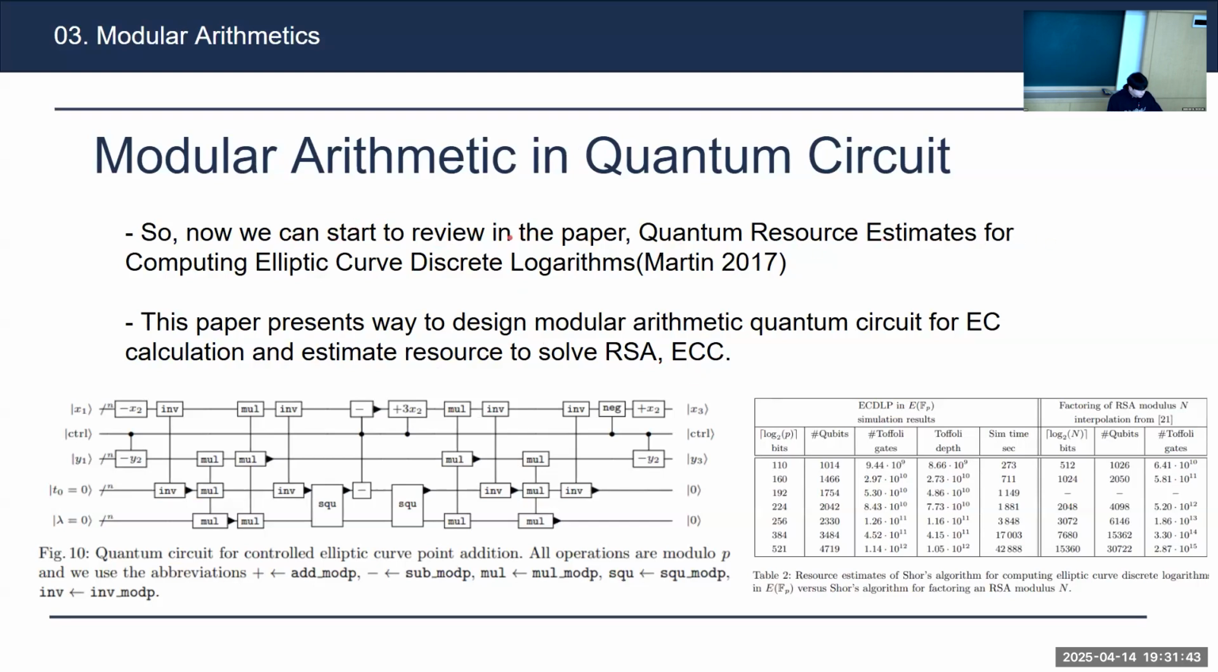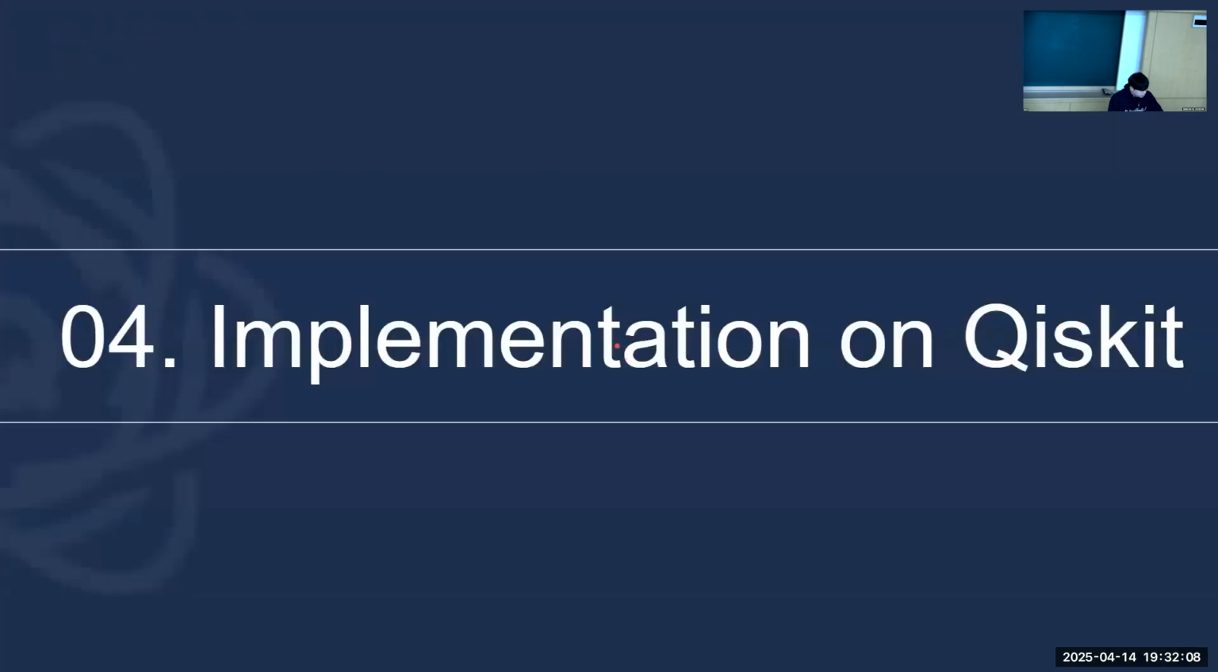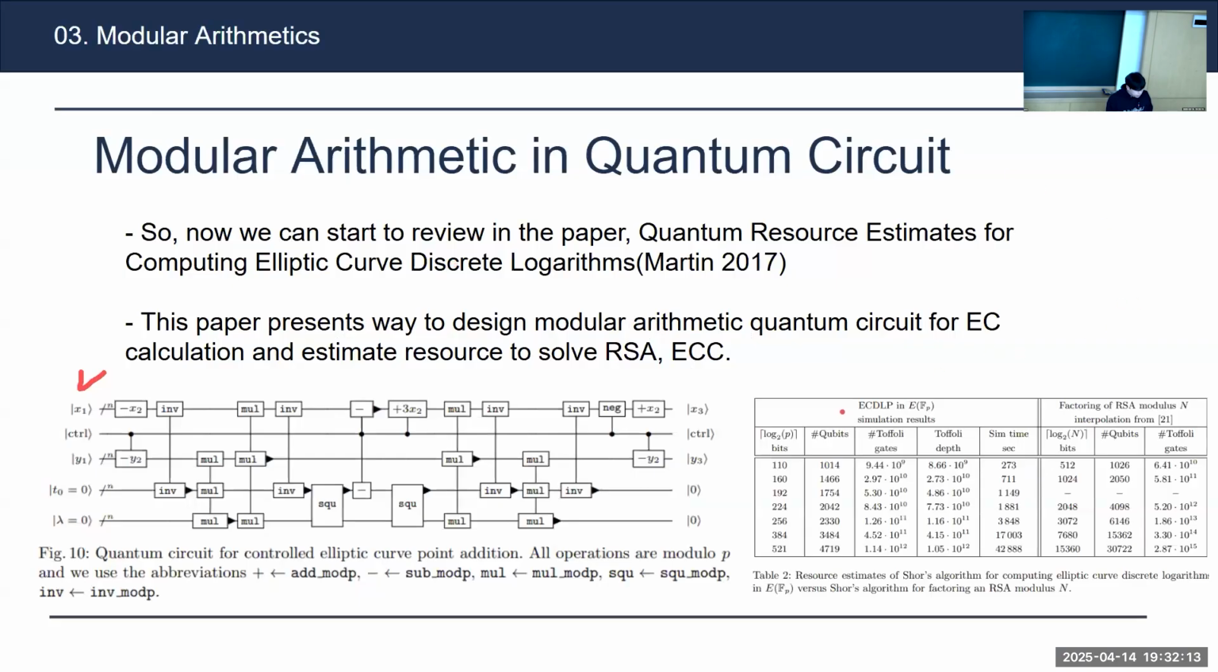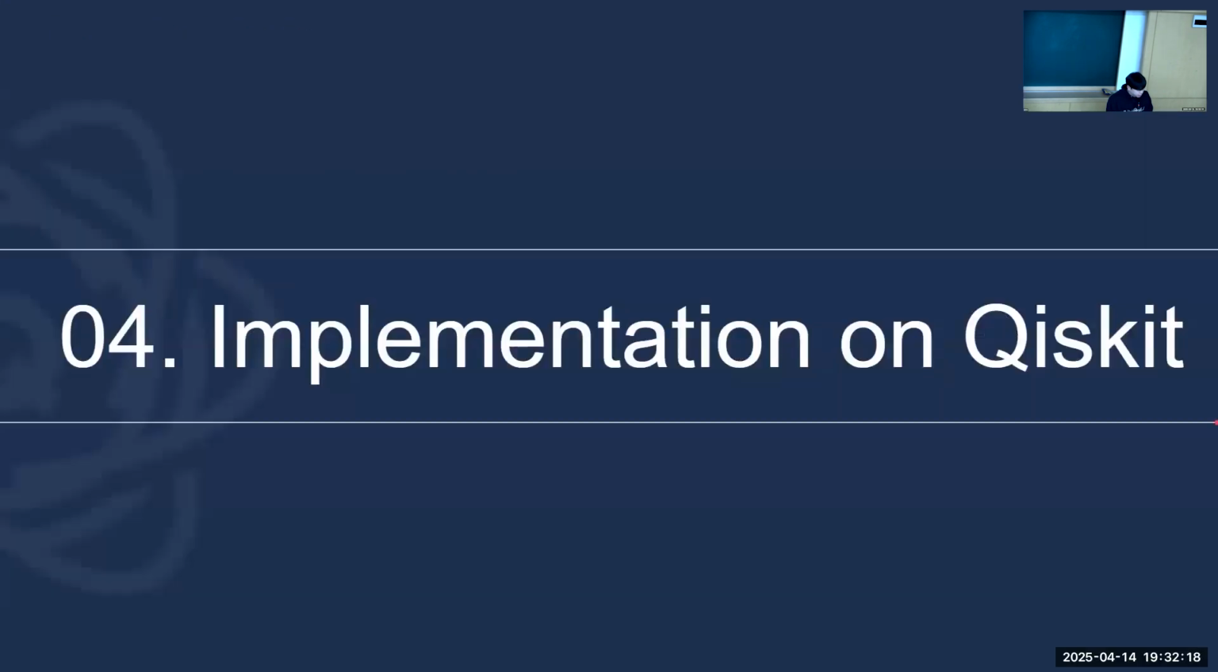Today I will review a paper. This paper presents a design of modular arithmetic quantum circuits for EC calculation and estimates the resources. But today I'll talk about this part. So, let's start. Actually, this paper uses Q#, but I'm using Qiskit.